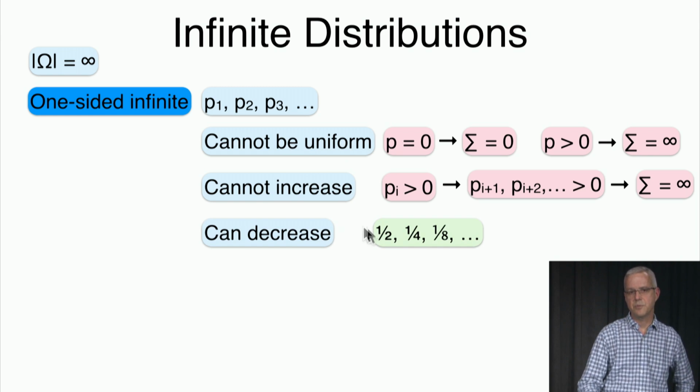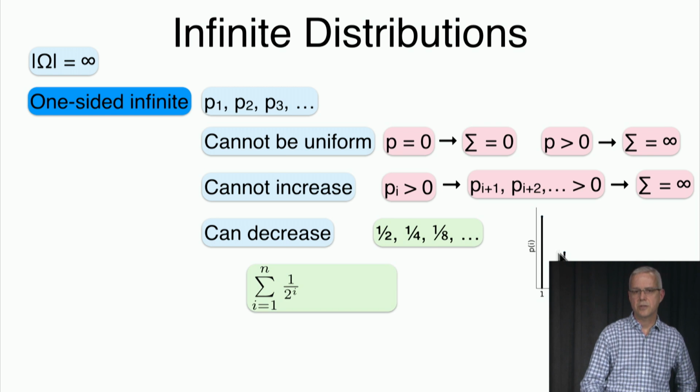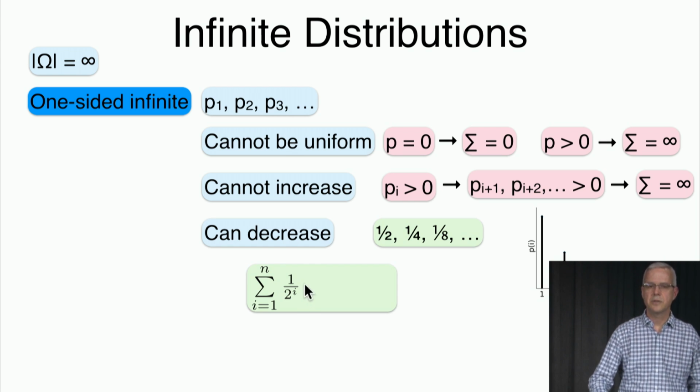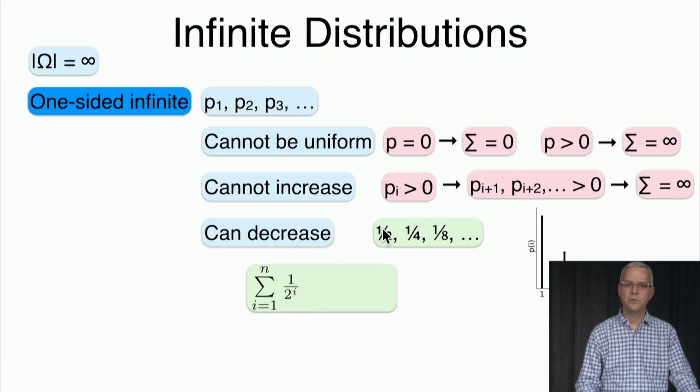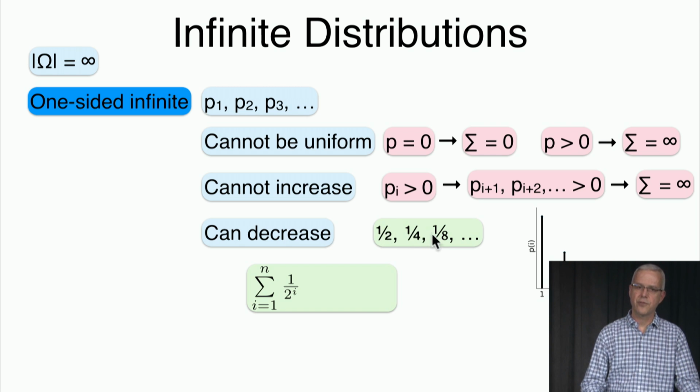For example, you can have a distribution such that P1 is 1/2, P2 is 1/4, P3 is 1/8, and so on. The distribution is shown like this. It's decreasing, starts at 1/2, and will keep going down. To see that it sums to 1, notice that if you just take 1/2, that's 1 minus 1/2. If you take the sum of the first two, 1/2 and 1/4, that's 3/4, which is 1 minus 1/4. If you take the sum of the first three, 1/2 plus 1/4 plus 1/8, that's 7/8, so that's 1 minus 1/8.